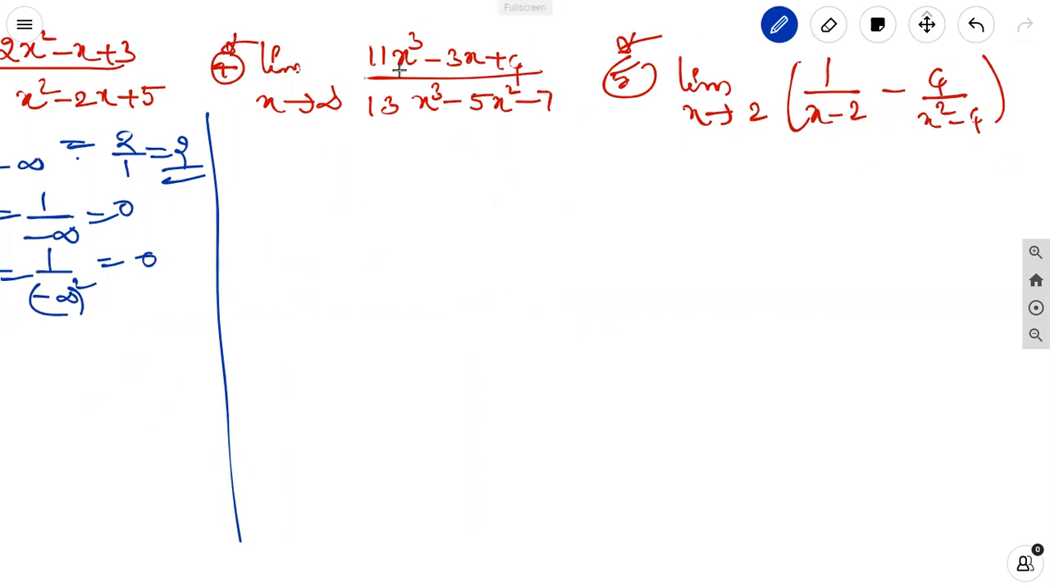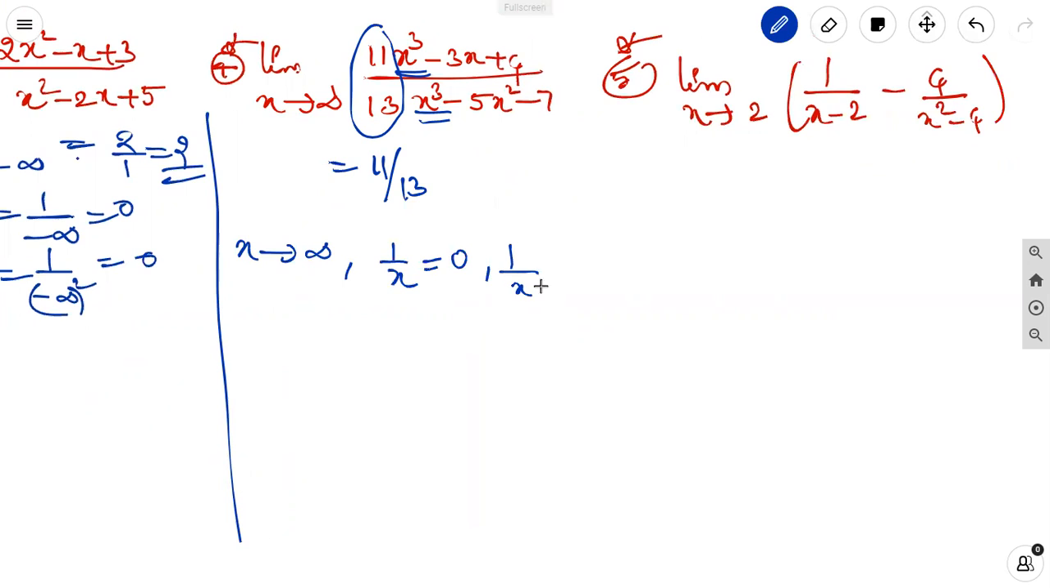Fourth one: in the numerator x cube common, in the denominator x cube common, then we get the constant term 11 by 13. So 11 by 13 is the limit value. Why? Because when x tends to infinity, the 1 by x value is 0, and the 1 by x square value goes to 0. So the x cube terms get cancelled, then 11 by 13 is a constant. So the limit value is 11 by 13.